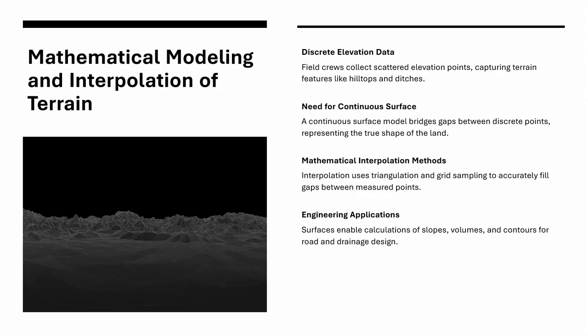This interpretation is not guesswork. It's grounded in mathematics and geometry. Surfaces rely on methods like triangulation or grid sampling to fill in the gaps between measured points. They turn our scattered observations into a coherent whole. That's why surfaces can be so central in engineering. Without them, you'd be trying to design a road or a subdivision or a drainage plan based on a cloud of dots. With them, you have slopes, volumes, contours, and models that you can calculate from.